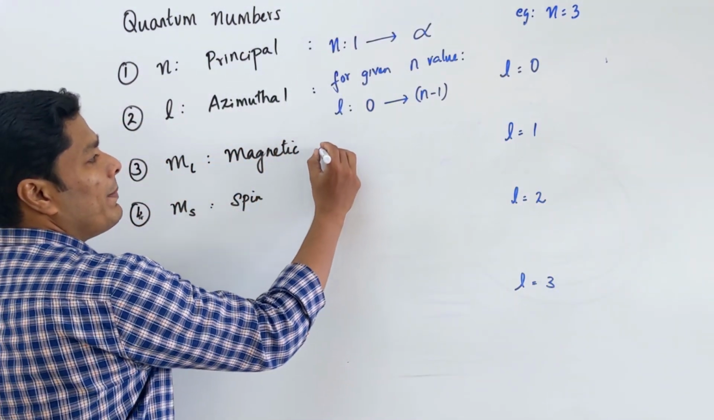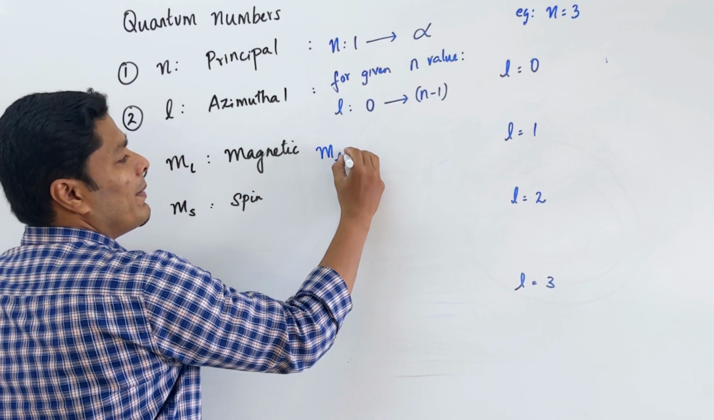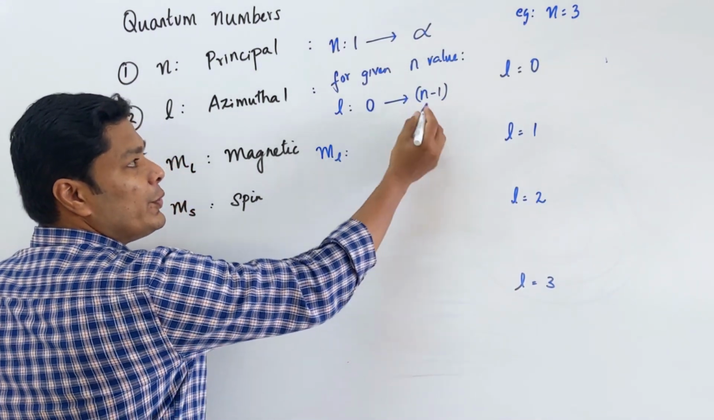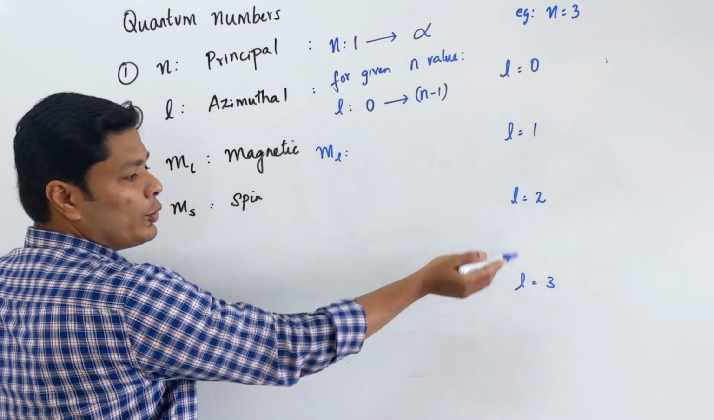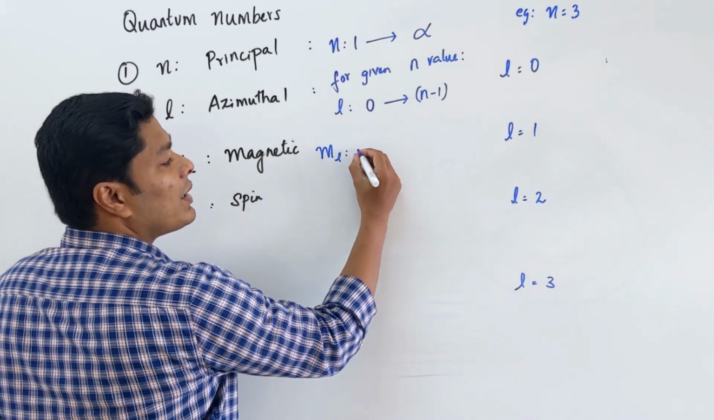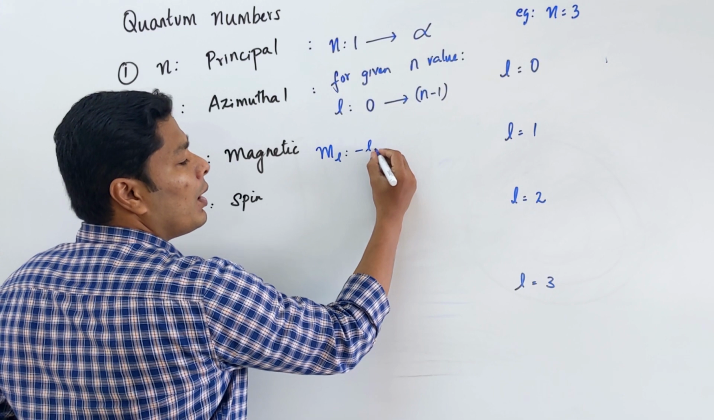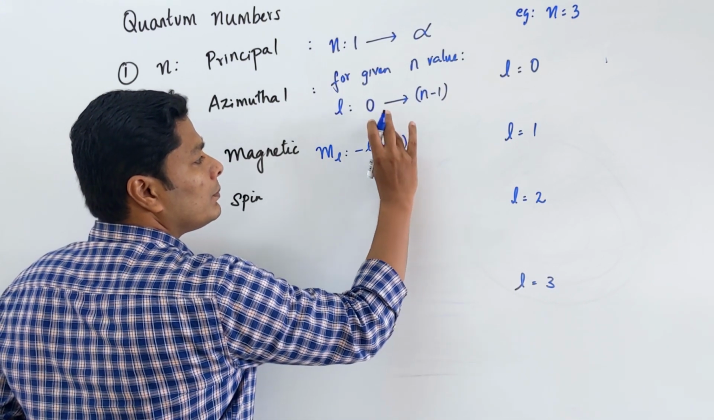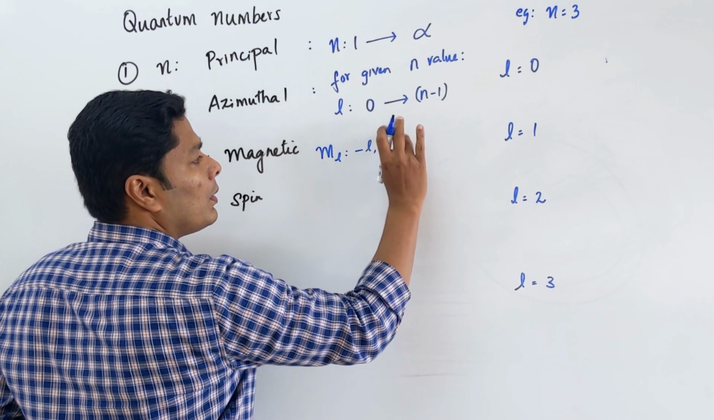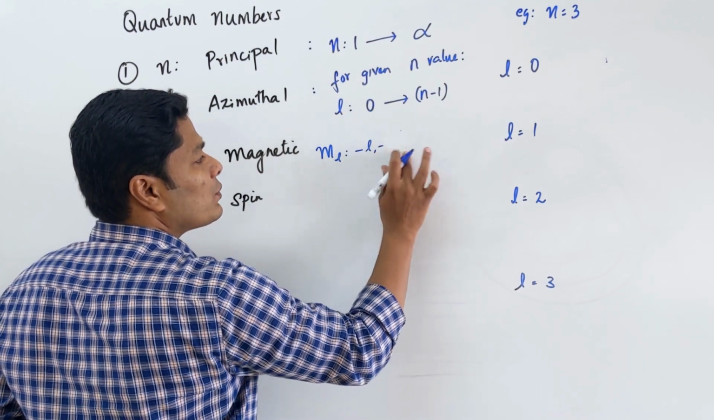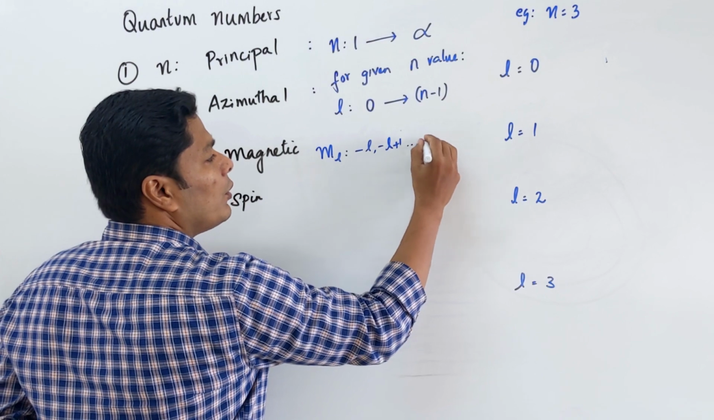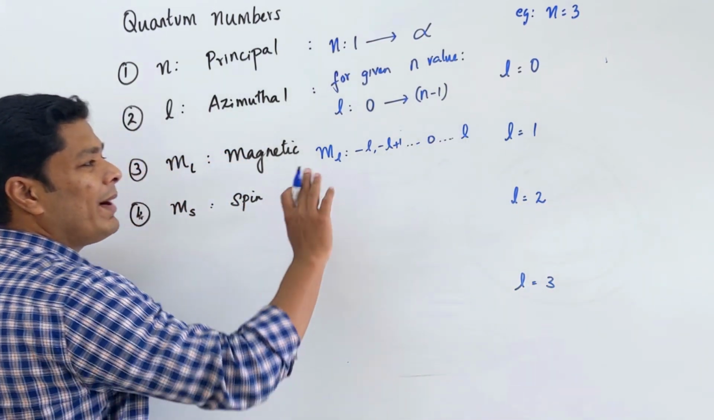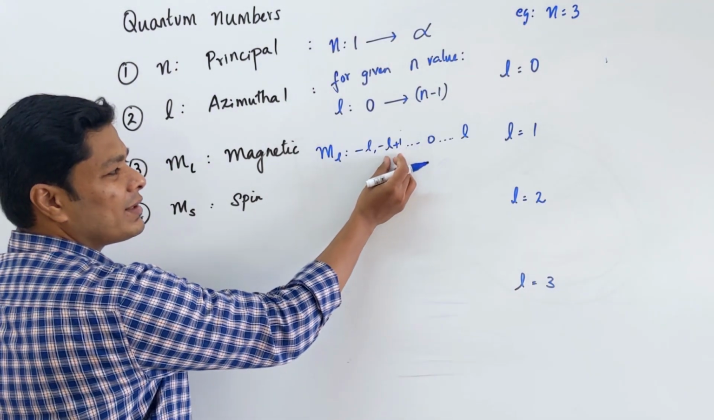Alright, now ML value. The ML values, for whatever L value you take, many L values will come: 0, 1, 2, 3. Okay, so it will start from minus L, minus L plus 1, actually no, sorry, minus L plus 1, goes through 0, keeps going all the way to L. Normally they say minus L to plus L. I am just putting an extra point.